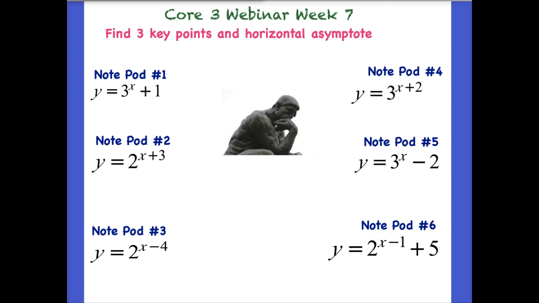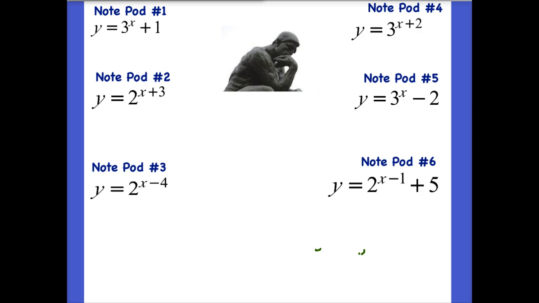So if we look at 6, what we do is we start with our parent function, and you guys can always identify the parent function because it's this base. So our parent function is y equals 2 to the x. I would write that and come up with my key points because that's going to be easy for you guys to do. So we know it's -1, 0, 1, and then it's 1/2, 1, 2, because we've been doing that. All right, now we're going to transform.